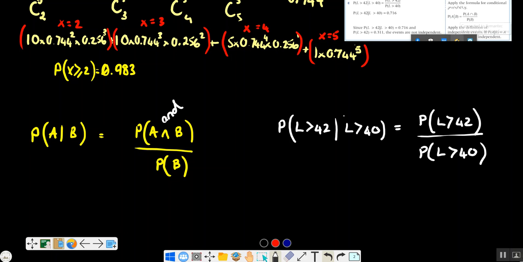Well, isn't the probability of 42 already over 40? Isn't 42 already over 40? Yeah. So 42 on its own is the same thing as 42 and 40. Oh, yeah. Yeah? Right, so how are we going to find the probability that it's greater than 42?